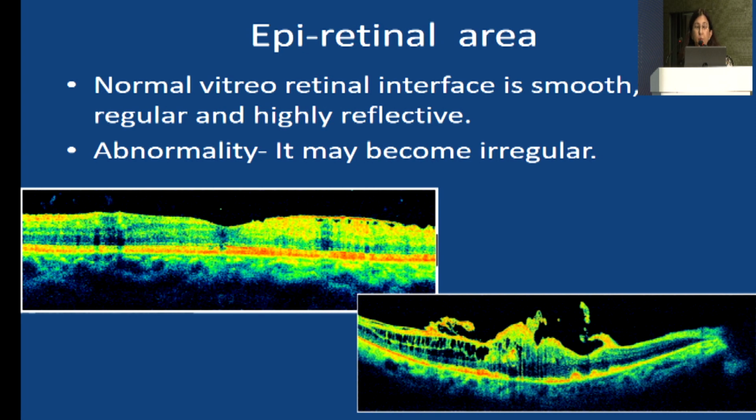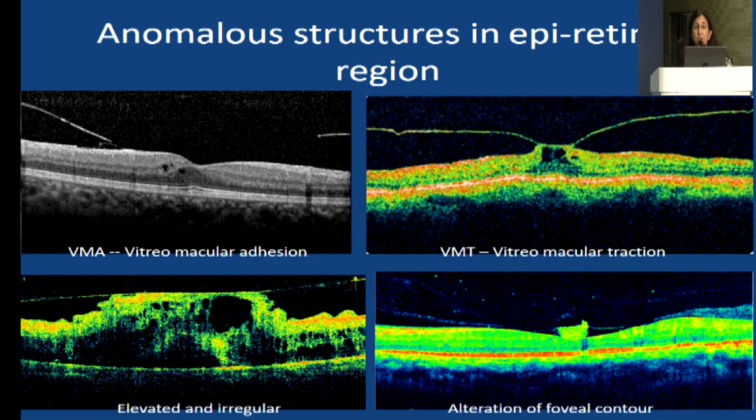This is the vitreous and retinal interface, which is very highly regular, smooth, and reflective. But at times, it may show irregularity. You can see the second picture is highly irregular. These are some of the changes that you can see there. The first one, you see a membrane attaching. This is called vitreomacular adhesion.